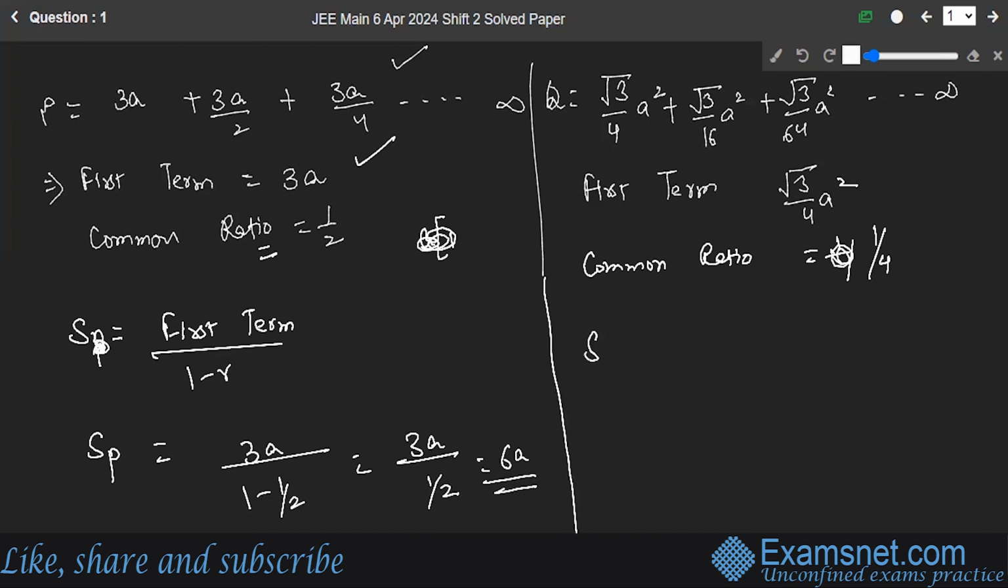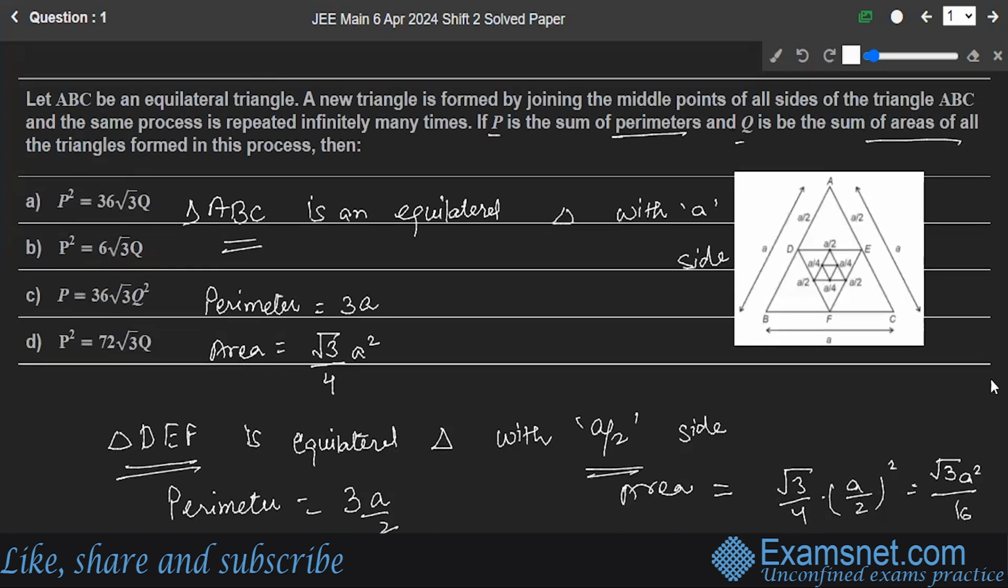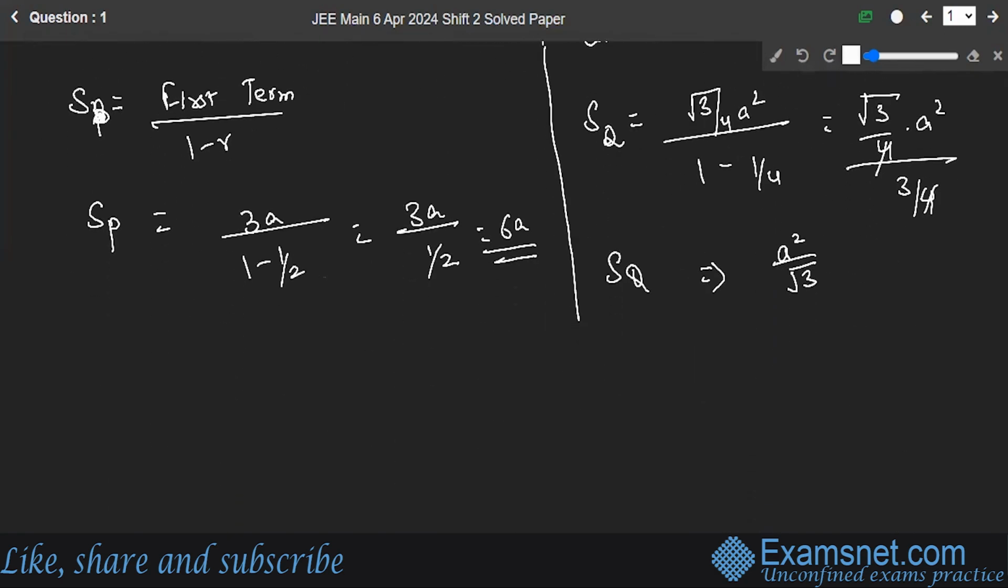Similarly, what is the sum of areas of all? This is the first term upon 1 minus 1/4, or this is equal to √3/4 into A square upon 3/4. The 4 and 4 will cancel, and you will have A square upon √3. This is the sum of all the areas, right? Now, what you want to find out is the relationship between them. P square is equal to what? Everywhere it's given P square, so let's make the P square.